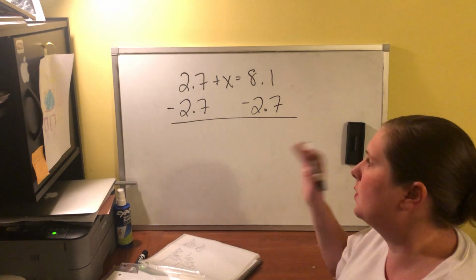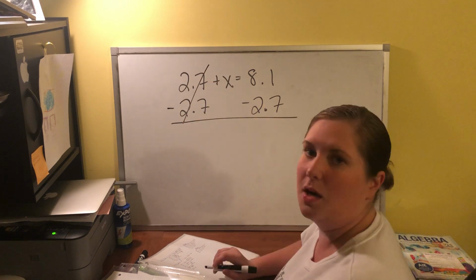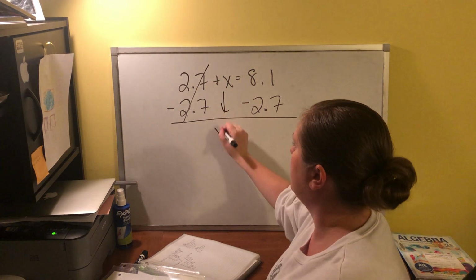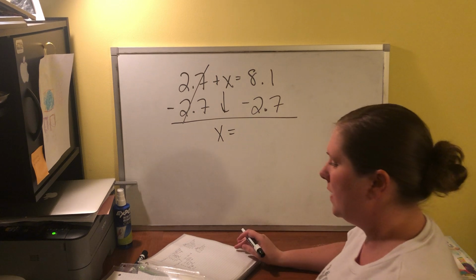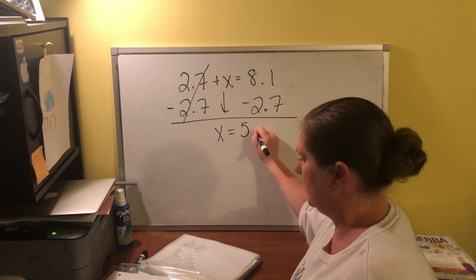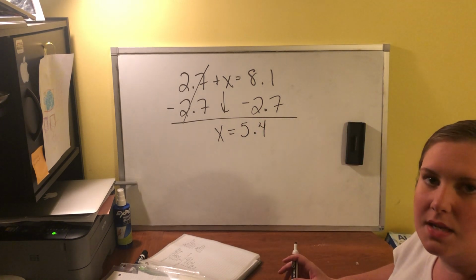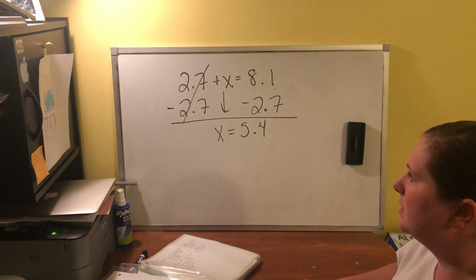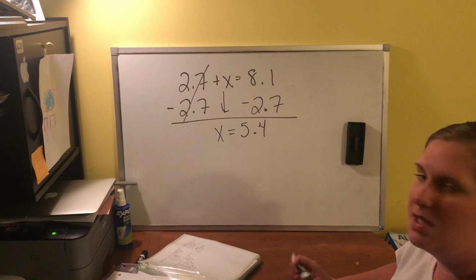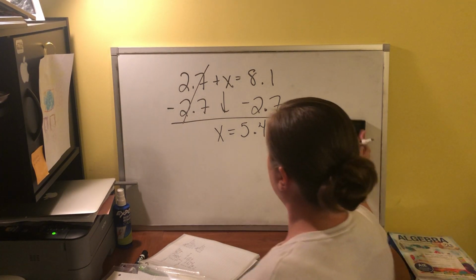What we do to one side, we must do to the other. So 2.7 minus 2.7 becomes 0. We're going to bring down our x equals. Now we have 8.1 minus 2.7 gives us a positive 5.4. And it's the same thing as the last set of problems. Plug that into x and check your work. So 2.7 plus 5.4 does equal 8.1. Okay, so you can go ahead and check yourself that way.